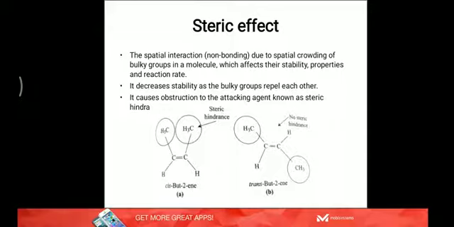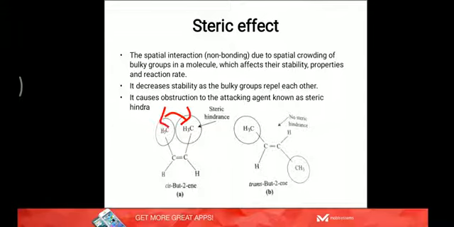To understand steric effect, we have a simple example. Cis but-2-ene has got two geometrical isomers, cis and trans. In cis isomer, the two methyl groups which are bulky, means big, occupying a lot of space. So the two methyl groups are on the same side, very close to each other, so they will repel each other strongly.